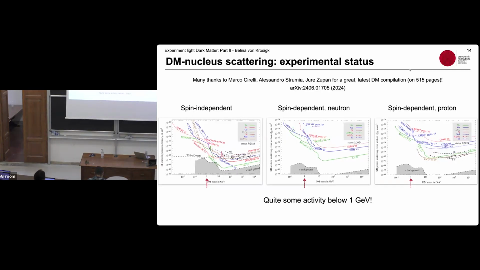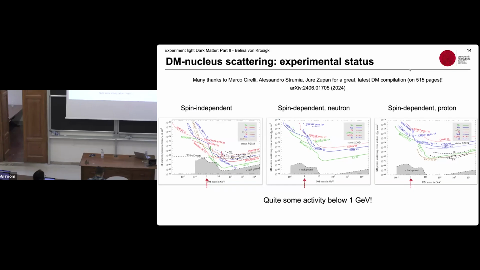Just as a heads up when you see results like this: here is a very nice compilation that came out last year, where Jure was involved. If you haven't seen it yet, you should take a look. Keep in mind it's 515 pages, so it's not really an article, it's a book. And it's really nice. It has a very comprehensive overview of where the field stands as of 2024.